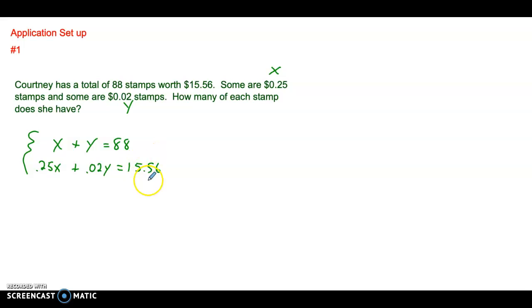Okay. Once you set up the equations from the story problem, you can choose substitution or elimination. It really doesn't matter. It's up to you. But that's the idea of how to set these things up.